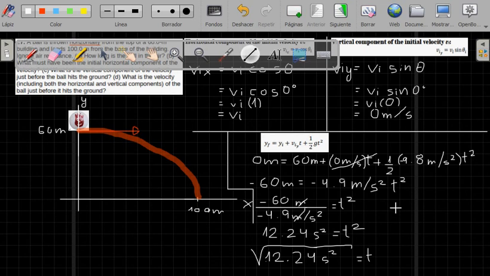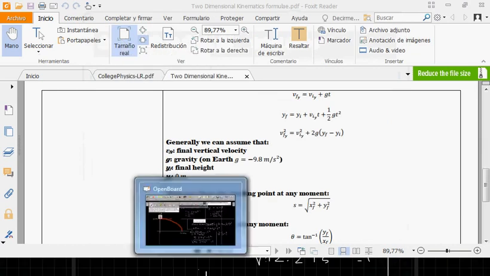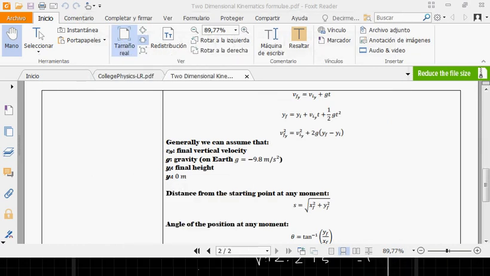I will put it right here. T is equal to 3.5. 3.5 is equal to the time. There we have it, and finally, we could find the time. Awesome. Now we must go on with part B and C and D.